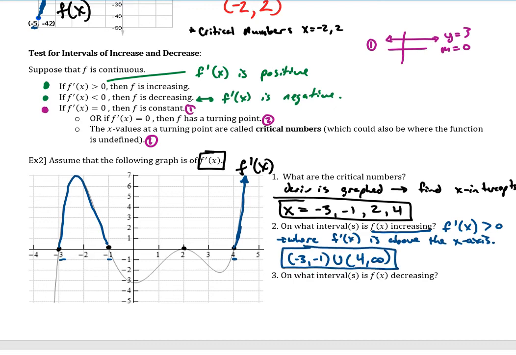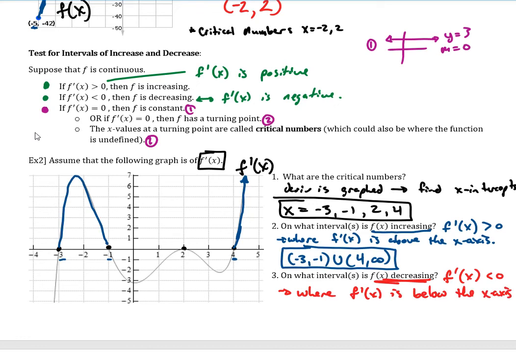So notice I'm not concerned about drawing up from left to right because it's the derivative graph. So I'm using this rule here. The derivative is greater than 0 tells us that f is increasing. Okay, and then one other where we've got on what intervals is f of x decreasing. So that means if I have the derivative, I'm looking for where the derivative is less than 0. Or again, this could be written as where f prime of x is below the x-axis.